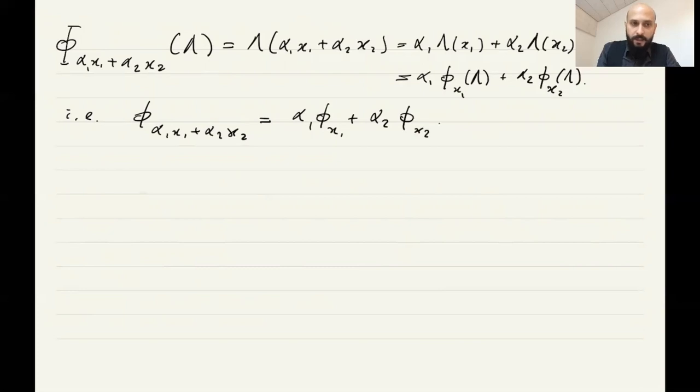Now let's check that this is an isometry. So is Phi an isometric embedding?